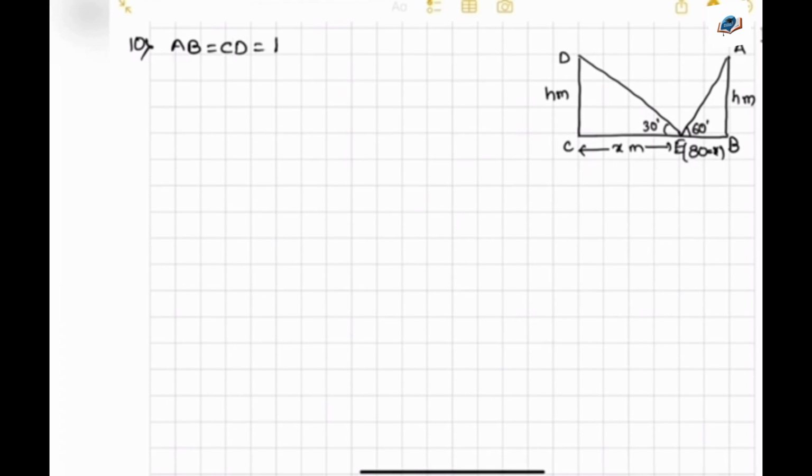So, here I am taking AB equal to CD equal to H meter. That is height of the poles is H meter. I have supposed that. Now BC equal to 80 meter. That is road. So I am taking CE equal to X meter. So BE will be 80 minus X meter.